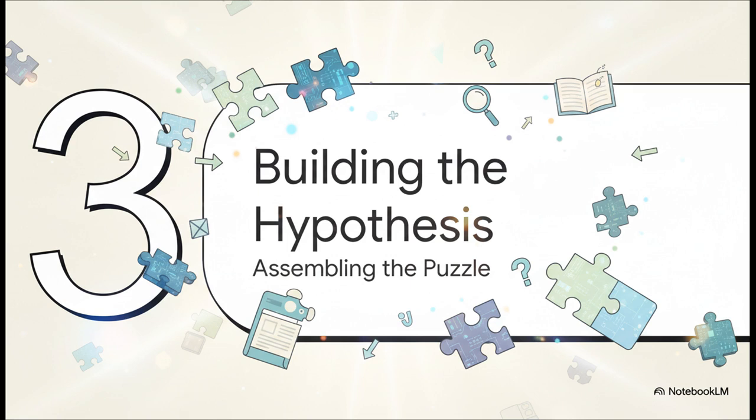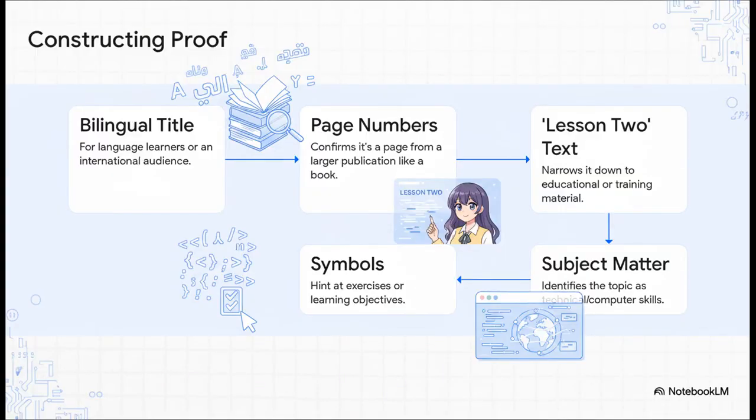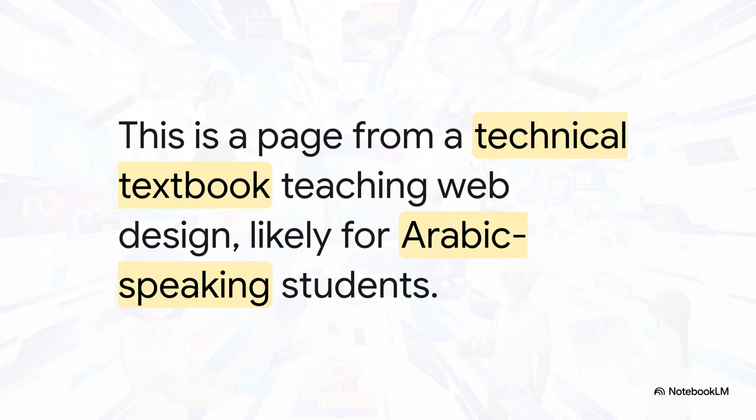It's time to assemble all the pieces of this puzzle and see the full picture. Let's just walk through the logic here. The bilingual title points to an Arabic-speaking audience learning a technical English term. The page numbers prove it's from a book. Lesson 2 nails it down as a textbook or a course. The subject is clearly web design, and the symbols tell us there are practical exercises. You see, each clue just builds perfectly on the last one. And all of this brings us to our final verdict. This isn't digital noise at all. It's a page, probably page 62 or 63, from a textbook designed to teach Arabic speakers about web page formatting, and it's part of the second lesson in the book.